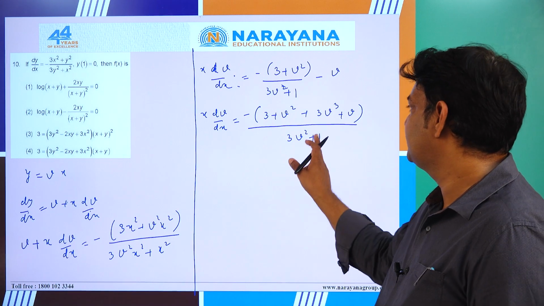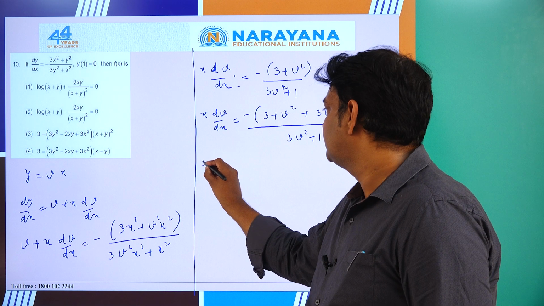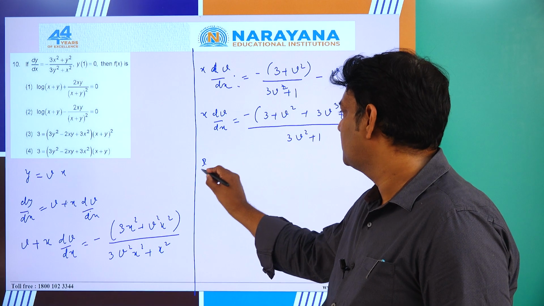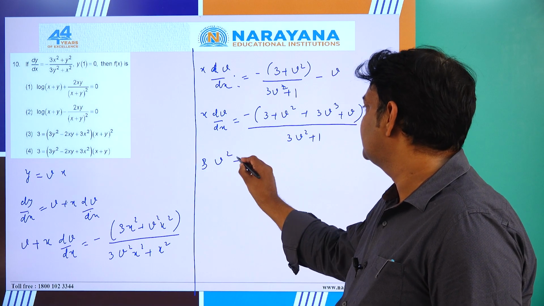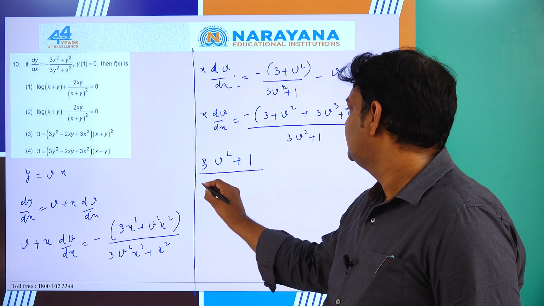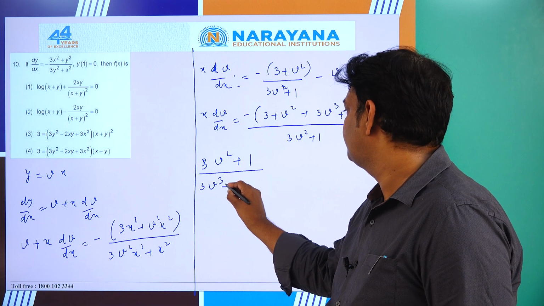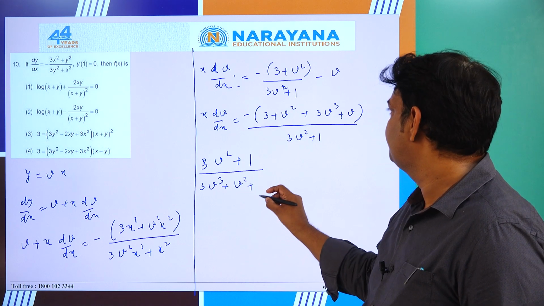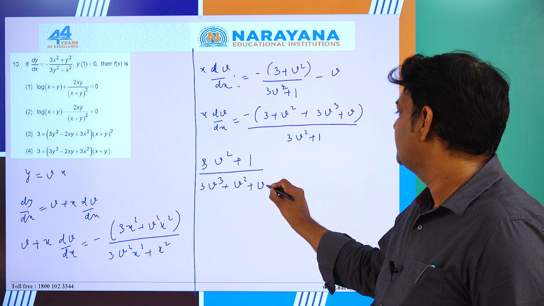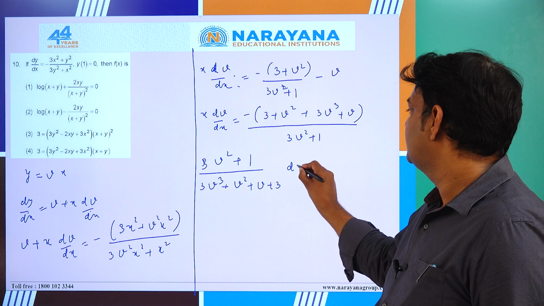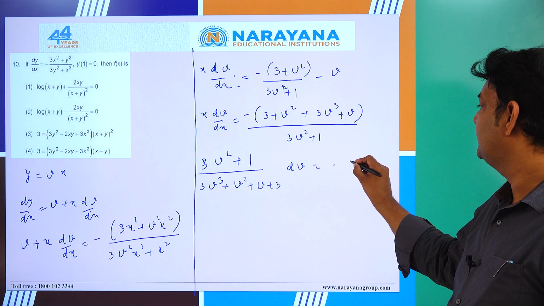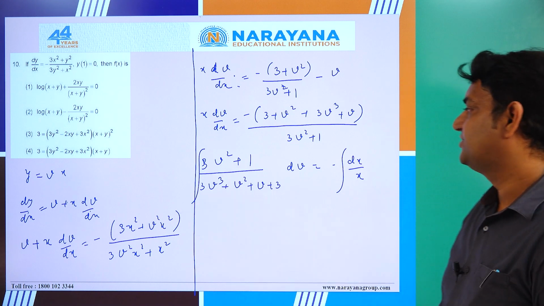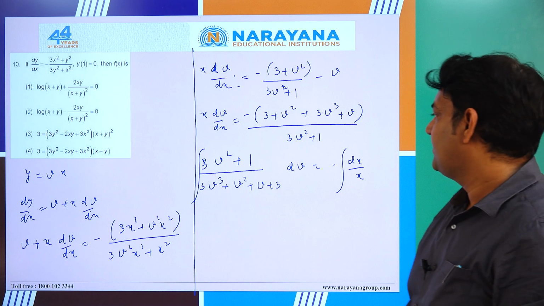Now it is obviously variable separable. Separate the variables. What will you get? 3v square plus 1 by 3v cube plus v square plus v plus 3, dv is minus dx by x. Integrate on both sides.